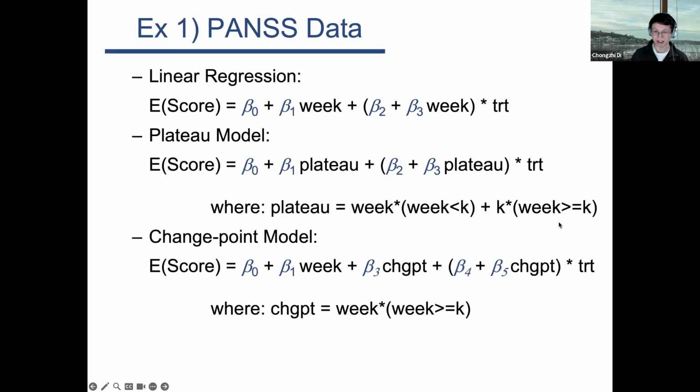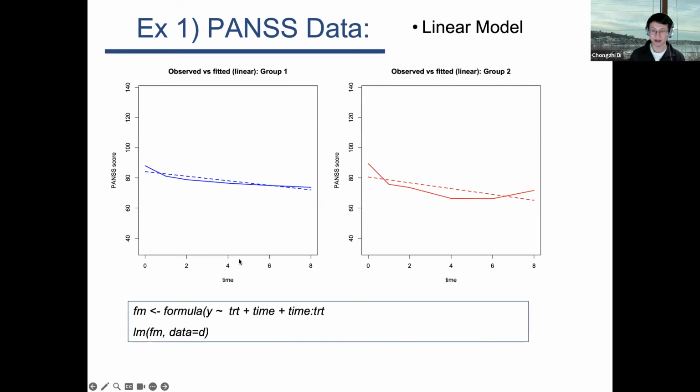You could also consider a so-called change point model. The change point model allows a change at some point. In this case, you allow a change at week 4. So you put the week variable in the model, but you also put another change point variable. This change point variable is 0 before week 4, but the same as week after week 4. I think I'll show you an example later so you understand it a little bit better.